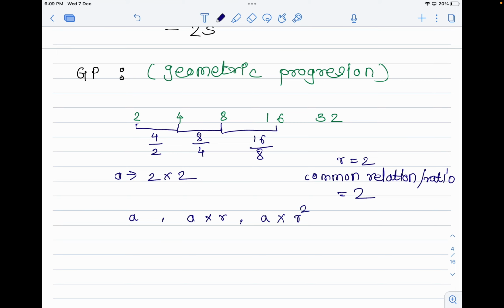2 squared is 4, and 4 into 2 is 8. Again, the next is a into R cubed, then a into R to the power 4. So how long will it go, till n terms? We can say a into r raised to n minus 1. This is the nth term.